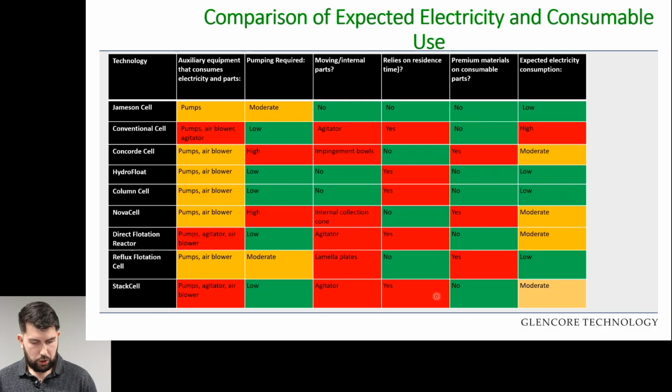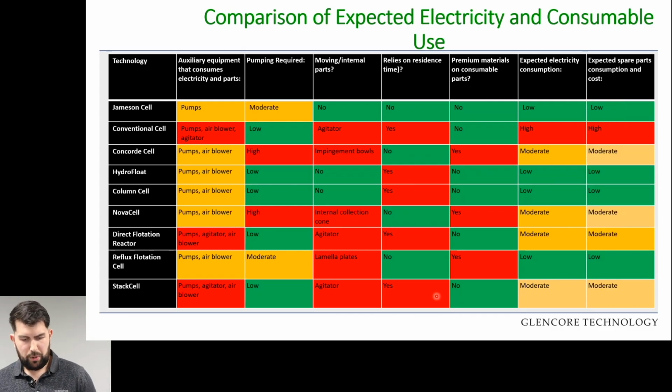The Concorde cell, the NovaCell, the DFR, and the StackCell were moderate. The StackCell and the DFR, despite having agitation, will have a much smaller agitator than a conventional circuit. So that's going to drive down your electricity consumption considerably. And then your conventional mechanical cell comes in the highest because they are very large volumes with large agitators. The electricity cost is quite high. And we will talk more about that a little bit later on.